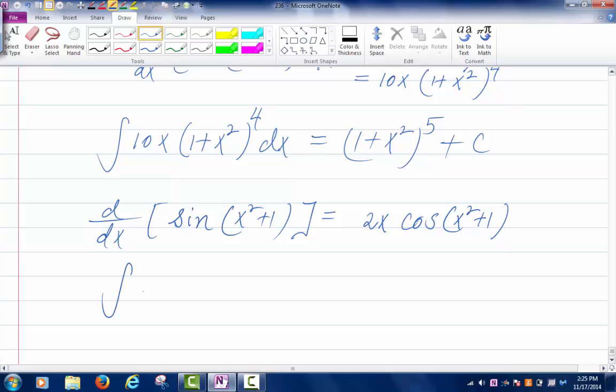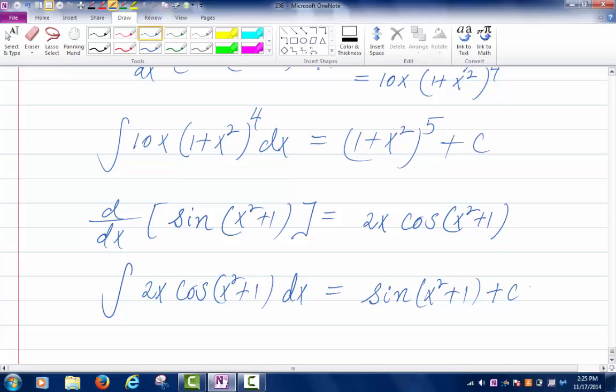Now if I ask you, what's the integral of 2x times cosine of x squared plus 1 dx? That would be sine of x squared plus 1. Again, if I apply the chain rule, the derivative of sine of x squared plus 1 is 2x times cosine of x squared plus 1. Now if I use the chain rule in reverse, then the integral of 2x cosine of x squared plus 1 should be sine of x squared plus 1, right?